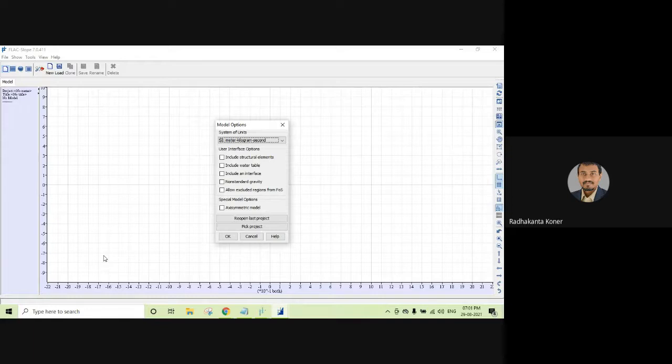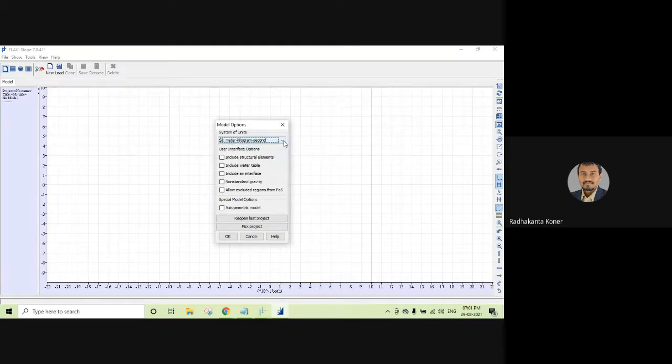There are a lot of this kind of software available: Slide, GeoSlope. Earlier Galena was used. So there are a number of software used. To compete with those, Slack has come out with flat slope, which provides a very easy solution. In this first window, there is an SI unit, so you will select that.